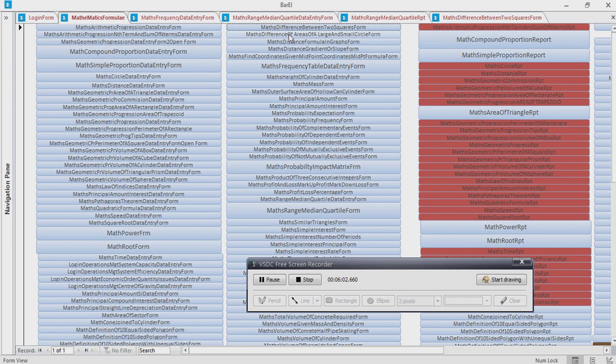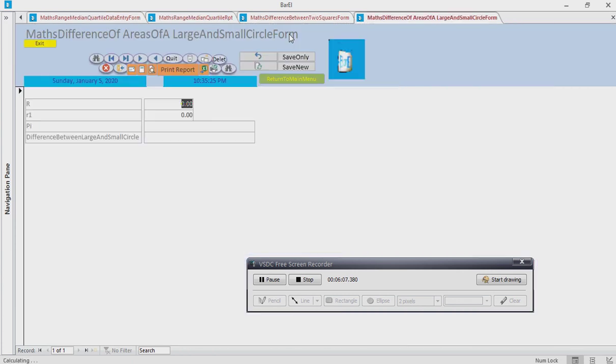Difference of areas of a large circle and a small circle. Let us say the radius of the large circle is 20, and the radius of the small circle is 5. Then the difference between the large and small circle is 1178.10.